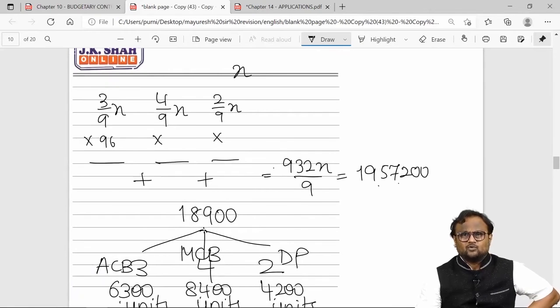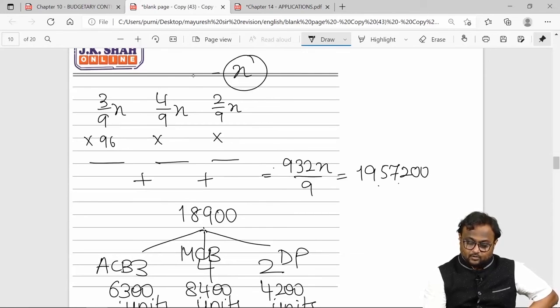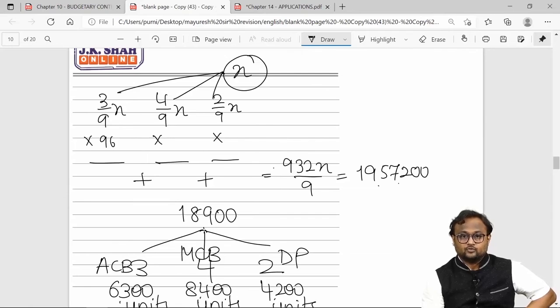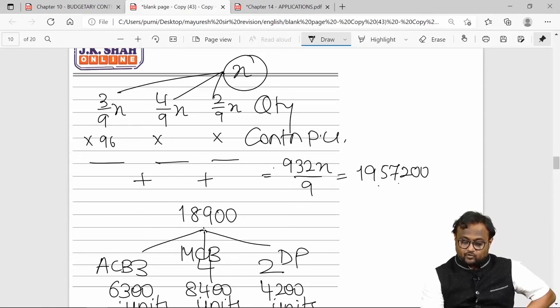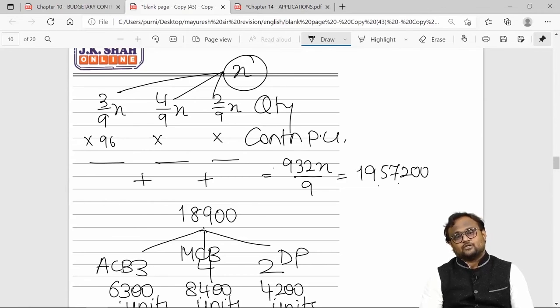You can use the equivalent production concept also to complete this, but this is the simplest way. Total quantity is assumed to be X. So these will be three quantity structures, X in the ratio 3:4:2. So 3/9 X, 4/9 X, 2/9 X will be the quantity. Multiply by contribution per unit, which you will calculate. That will give you total contribution, which will tally with this 932X/9. This will be the total, which is 19,57,200. So that will give you the value of X.